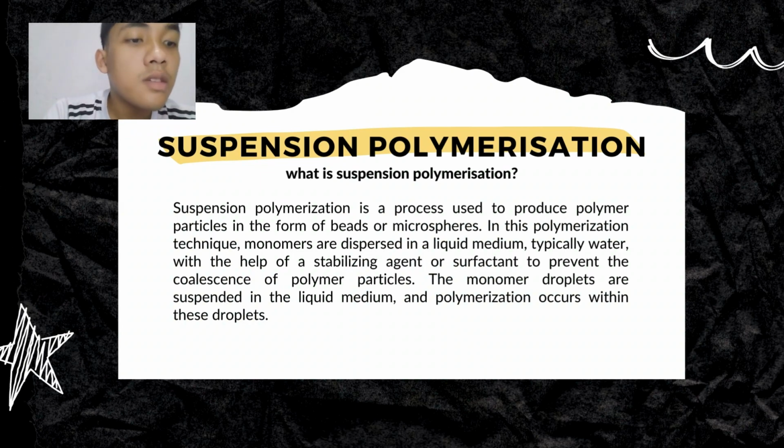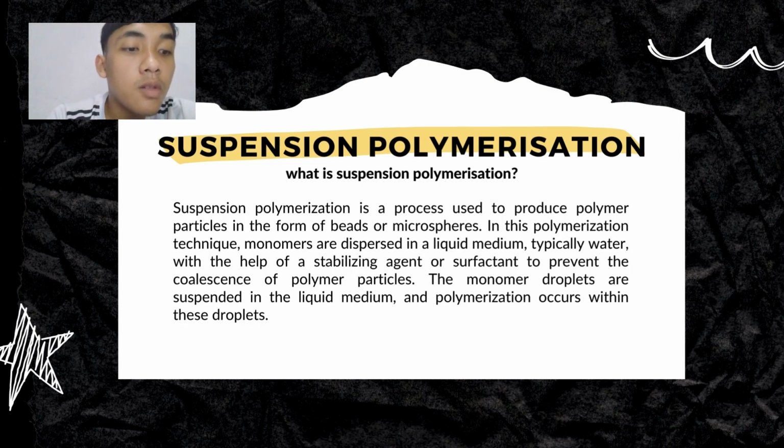I want to explain to you about suspension polymerization in polyethylene. First things first, what is suspension polymerization? Suspension polymerization is a process used to produce polymer particles in the form of beads or microspheres. In this polymerization technique, monomers are dispersed in a liquid medium, typically water, with the help of a stabilizing agent or surfactant to prevent the coalescing of polymer particles. The monomer droplets are suspended in the liquid medium and polymerization occurs within these droplets.